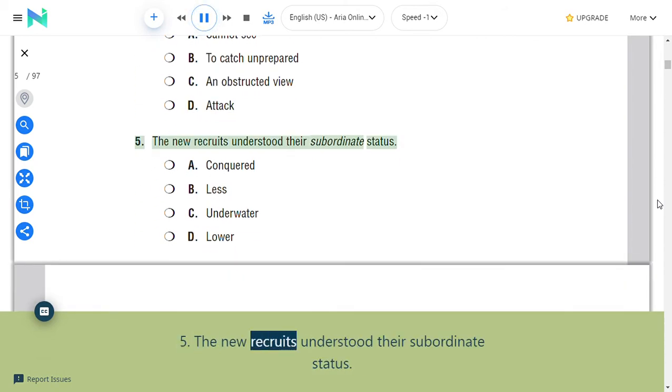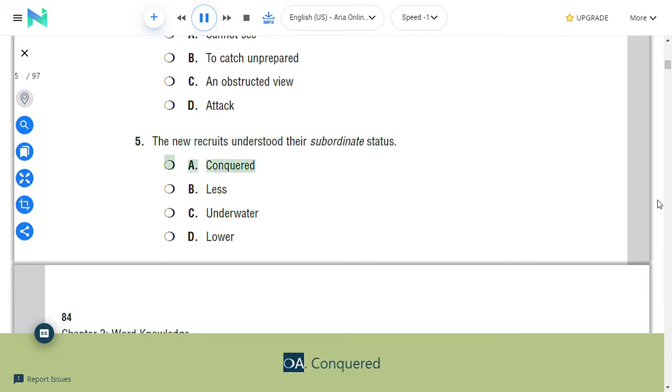5. The new recruits understood their subordinate status. A. Conquered. B. Less. C. Underwater. D. Lower.